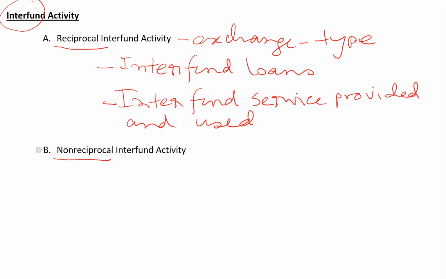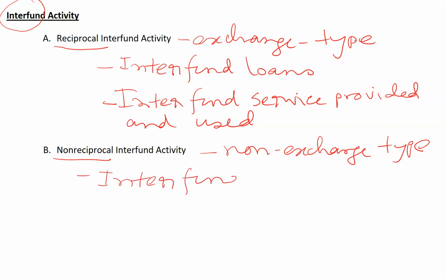Another category of inter-fund activities is non-reciprocal. Non-reciprocal means it's a one-way transaction, or non-exchange type transaction. One common example is inter-fund transfer. This type of transfer is not a loan. It's just a one-way transfer. Money can be transferred from one fund to another fund. One common example is the general fund transferring some money to the debt service fund to pay some interest or principal payments, and it's a one-way transaction.